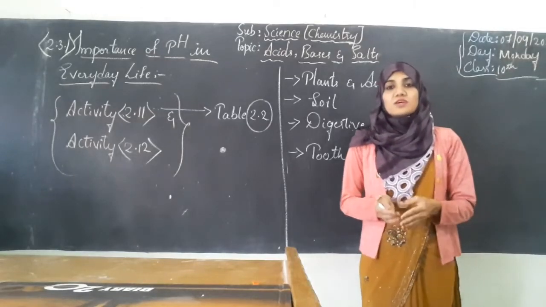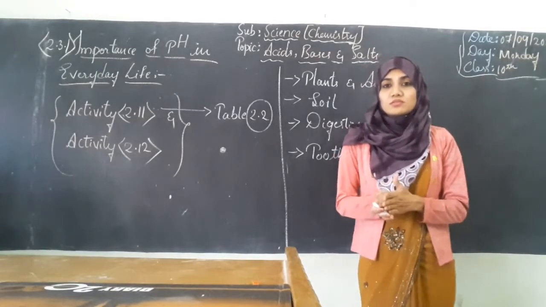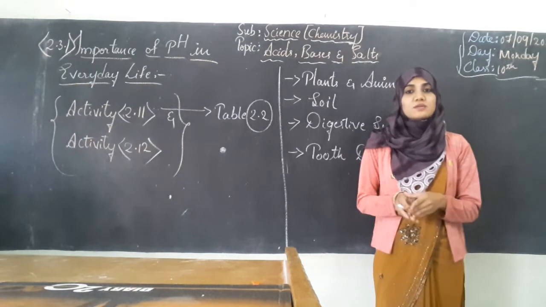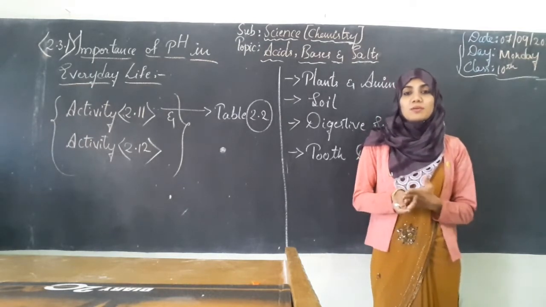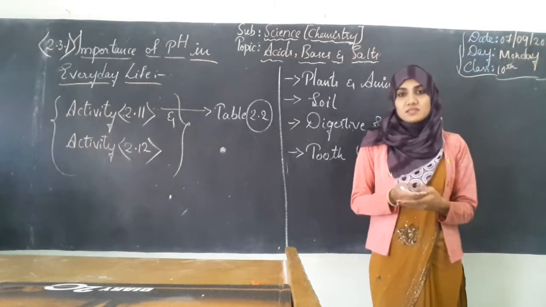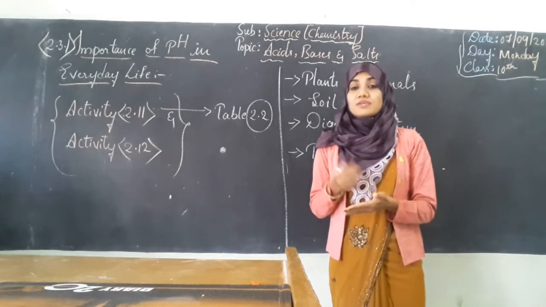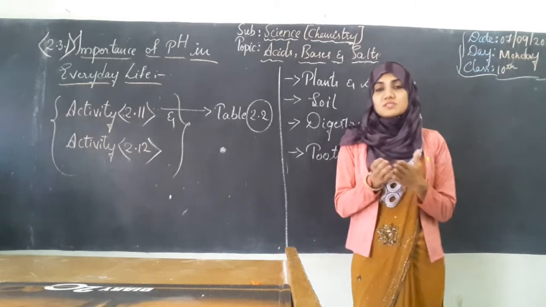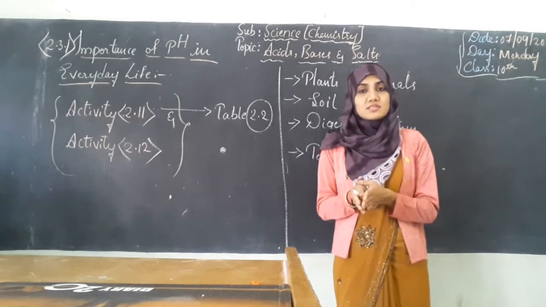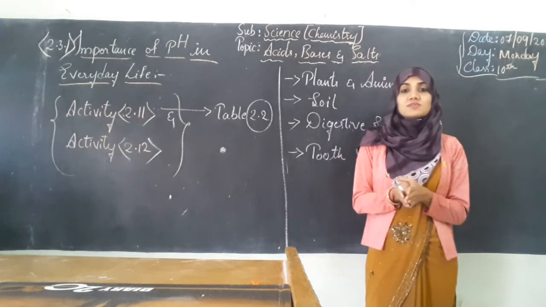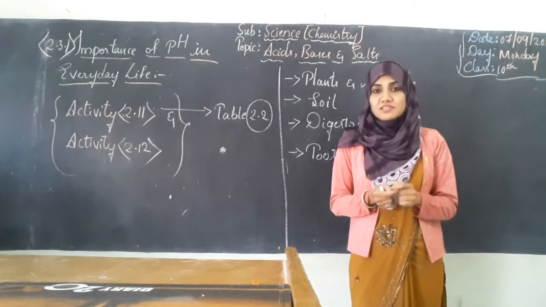Hello students. In the previous class we got to know about the concentration of acids and bases. That means we came to know how strong acids and bases are, and we can detect the strength, that means the concentration, of acids or bases through the universal indicator, which is the pH paper.